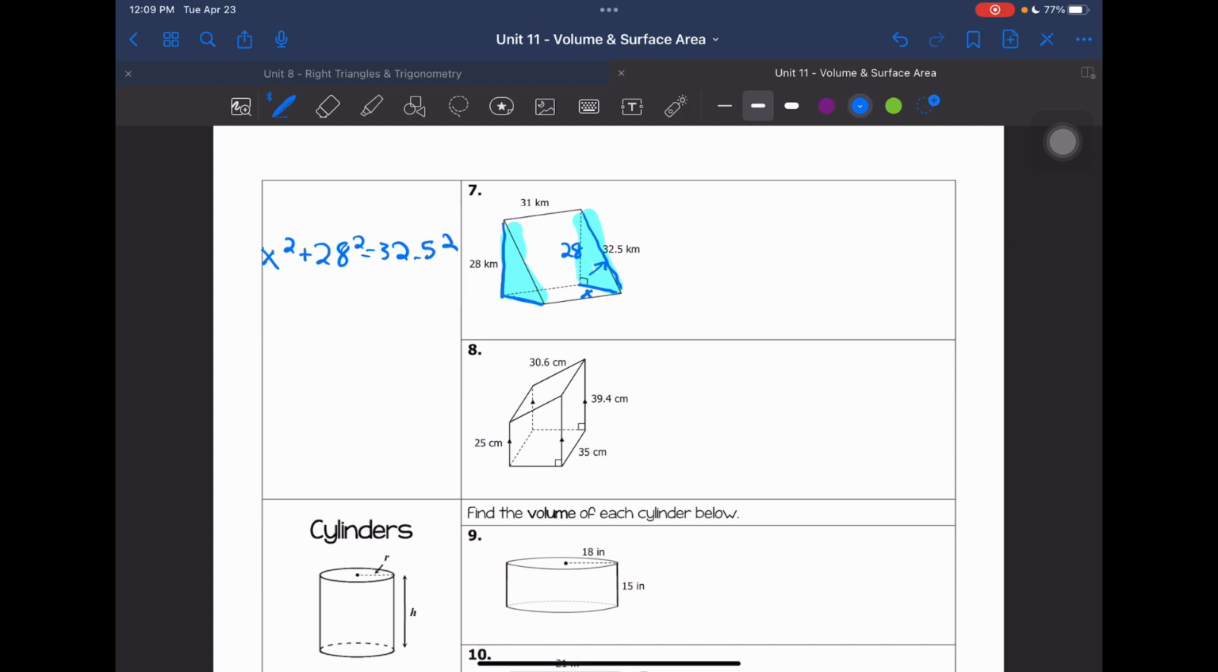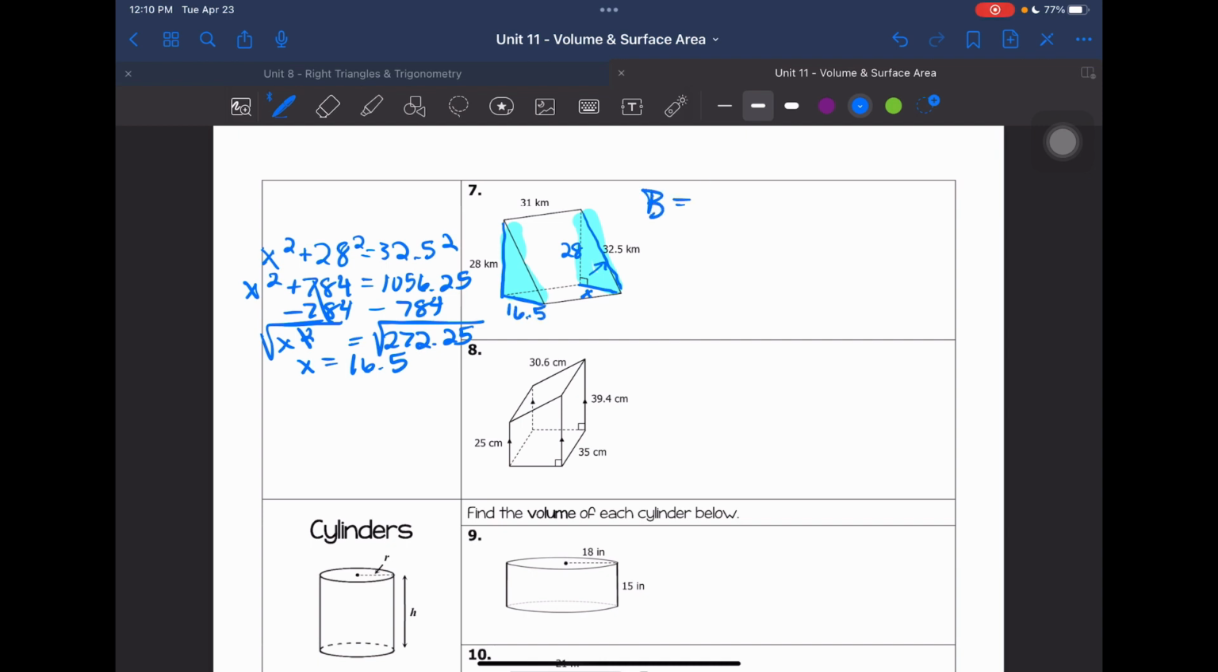And then go ahead and solve this. So we can solve by simplifying. 28 squared is 784. 32.5 squared is 1056.25. Then we have to subtract the 784 and bring it over to the other side. So once we do that subtraction, we're left with 272.25, and that's equal to x squared. Then we square root. So x is equal to whatever the square root of 272.25 is, which is 16.5. So that's our base of the triangle.